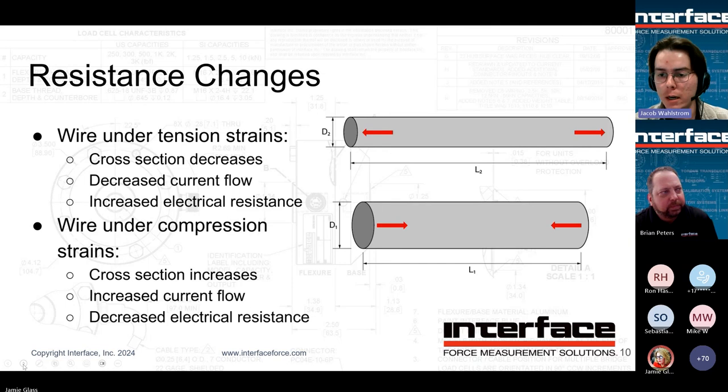And this is an example of why the strains are causing that change in resistance. You can see the top one there, it's in tension, and it stretches the grid of the strain gauge to where the resistance goes up, because there's less cross section for the electricity to go through, and vice versa with a compression gauge.